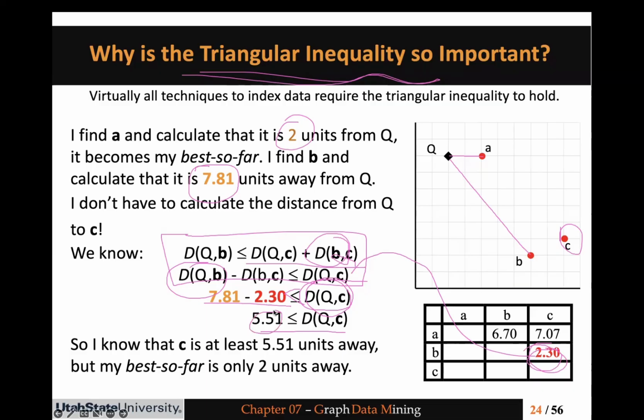And with that being said, thanks to my triangular inequality, I already know that the distance between Q and C, which I did not compute, is greater than or equal to 5.51. I don't even need to compute the actual value, because I already know that one of my nearest neighbors is 2 units apart from myself, which is the distance between Q and A. So that's the winner point over here. This is my one nearest neighbor.